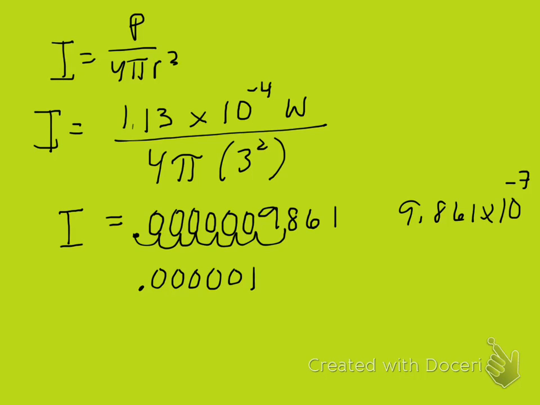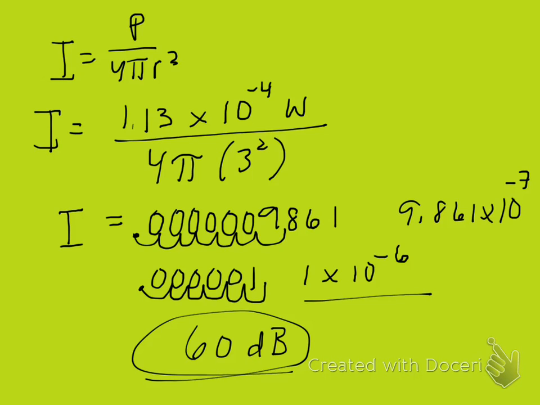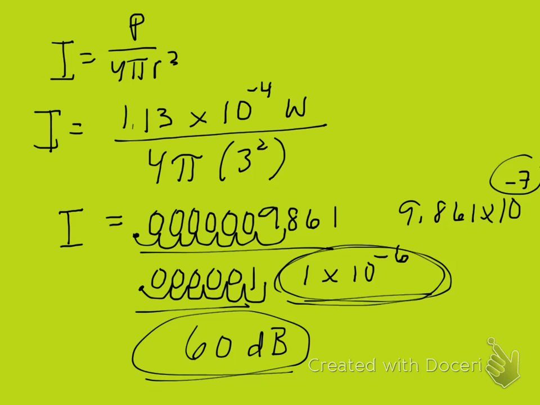0.000001. So 1 times 10 to the negative 6. If you look at the decibel chart on your paper, that corresponds to 60 decibels. This is the place to be careful. Usually a lot of people miss this because they look at this and go, oh, 10 to the negative 7th, and they correspond that on the chart, but you have to get it rounded first.